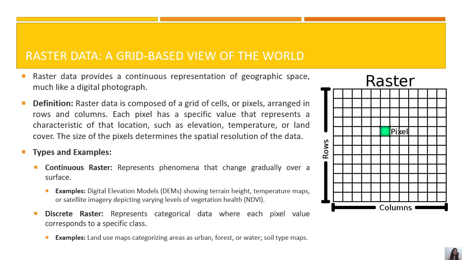Next comes the discrete raster. This represents categorical data, where each pixel value corresponds to a specific class. You can use it for land use maps, where we can go for supervised and unsupervised classification. So we are categorizing a particular pixel value into a particular class. It can be urban or built up, forest, or soil type. So this is a discrete raster.